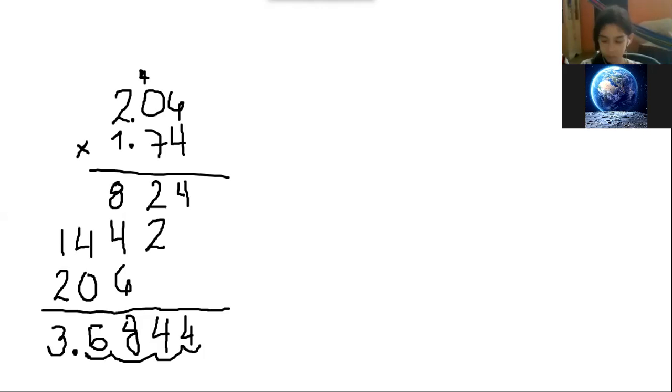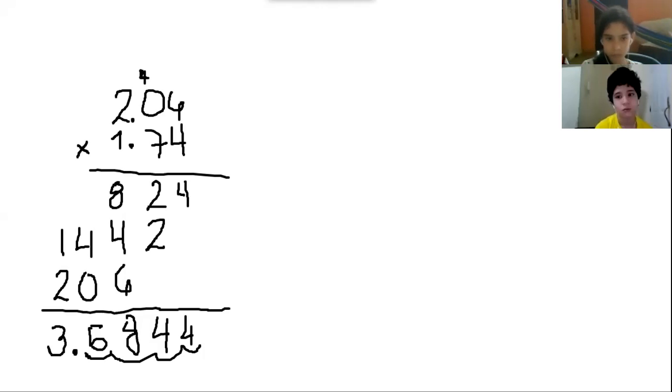Mister, why do you put the point after four numbers? Why? Because if you see, I have the period before two numbers in the first one, 1, 2, then the second number, 1, 2. So in the final result, I have to move it the total of all the numbers, okay? 1, 2, 3, 4. So it's 3.5844.